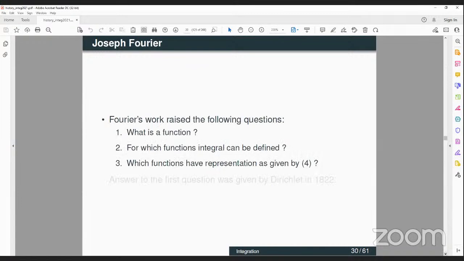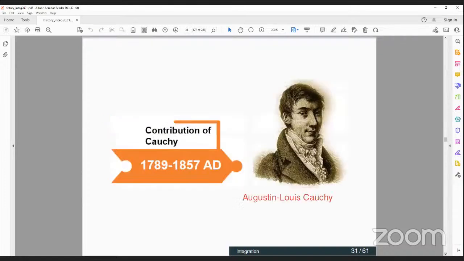So which functions have this problem? As far as the function is concerned, the answer to what is a function was given by Dirichlet in 1822, who said a function is just a cause and effect. So y equal to f of x. The modern terminology of a function is essentially the work of Dirichlet.